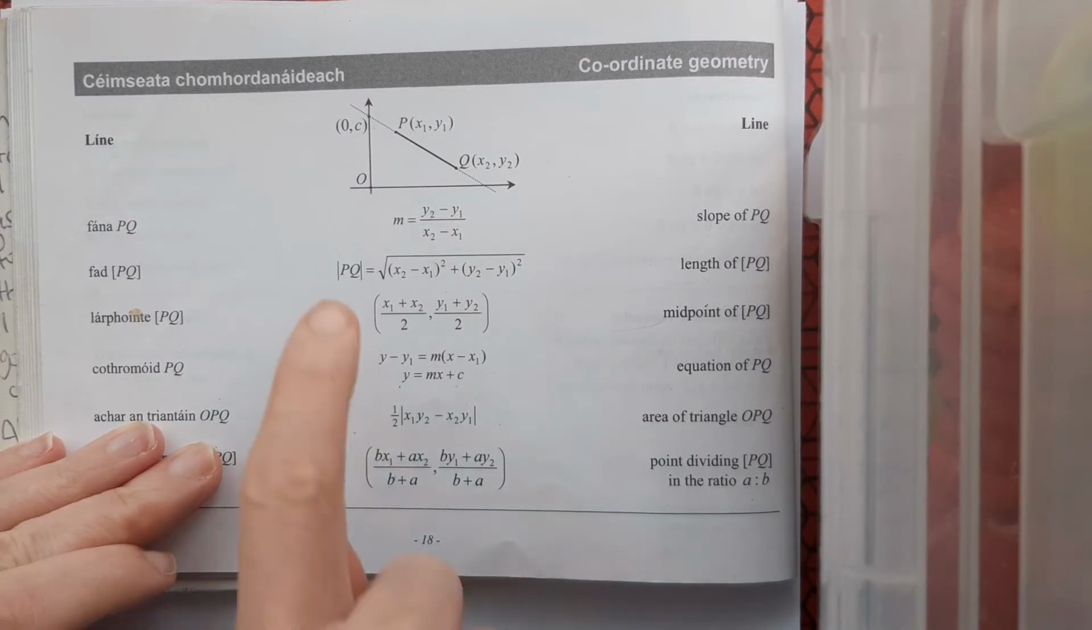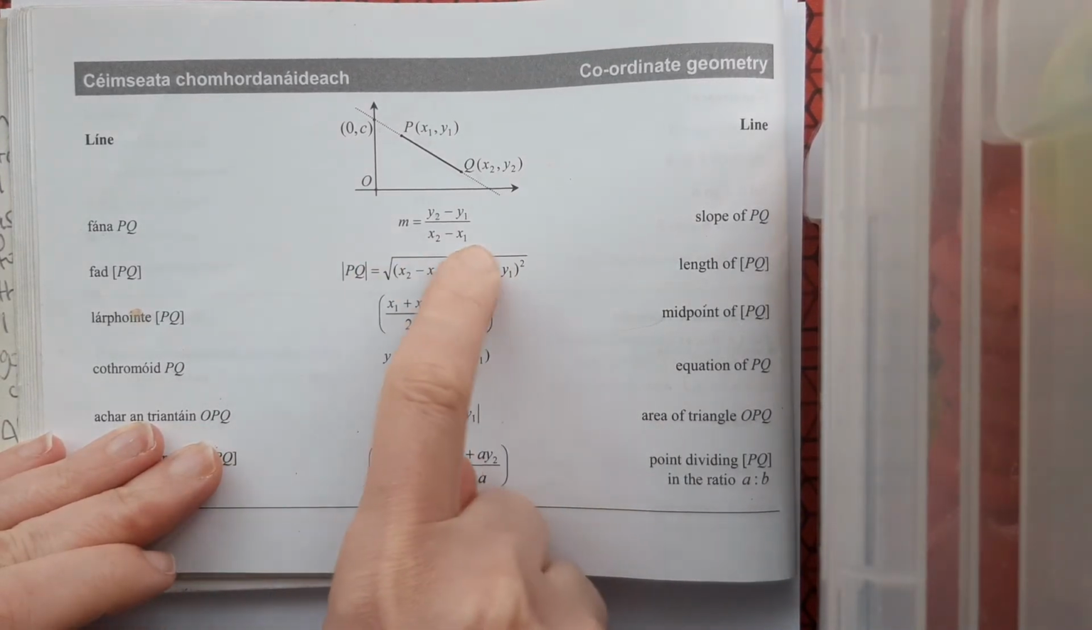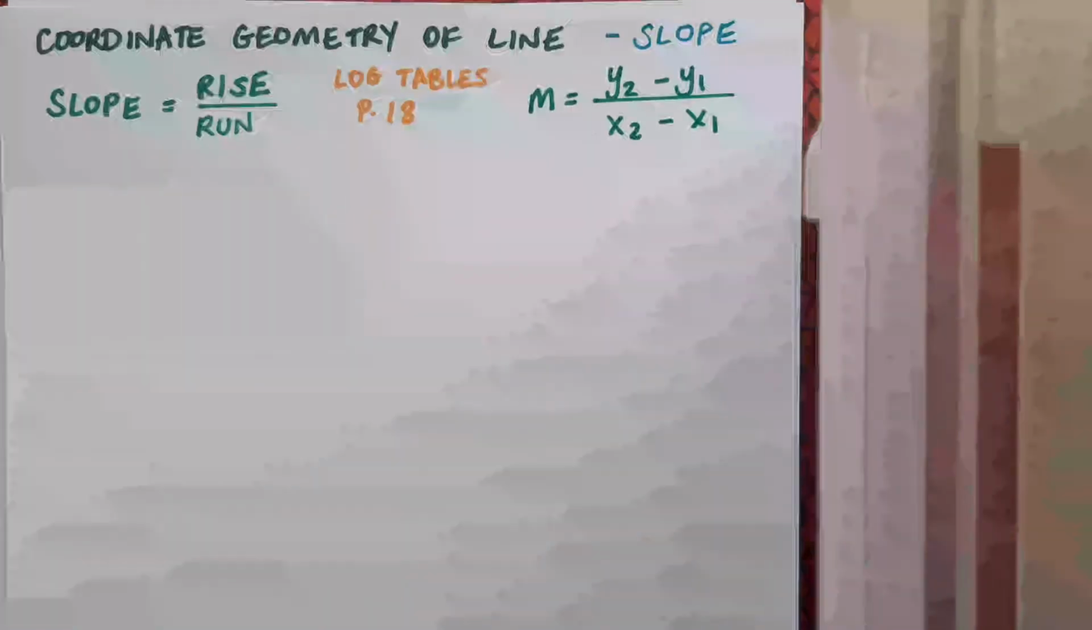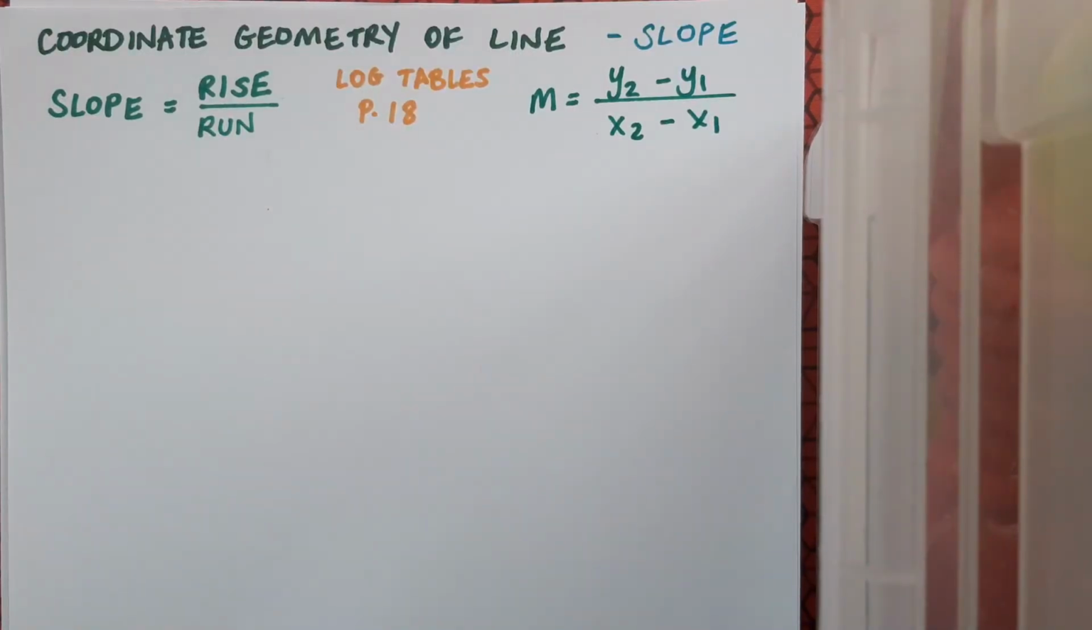And you'll see that actually the very first formula there on the page is the formula for the slope of a line. And this formula is m equals y2 minus y1 over x2 minus x1. And you might notice even on first glance a bit of a similarity between the rise over run formula and this new formula from the log tables. They kind of have the same format. They're both written as fractions.